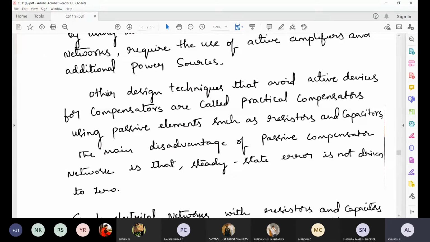A practical compensator means we generate the compensator circuits by the use of passive elements. A resistor is a passive element: once you connect the input, output and power supply, only then it will work. Resistor is a passive component, and a capacitor is also a passive component.